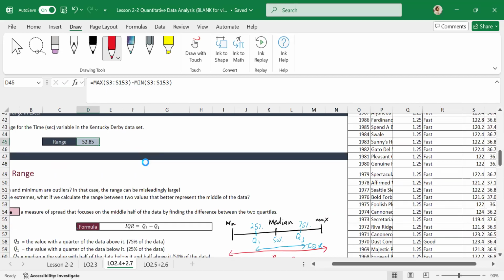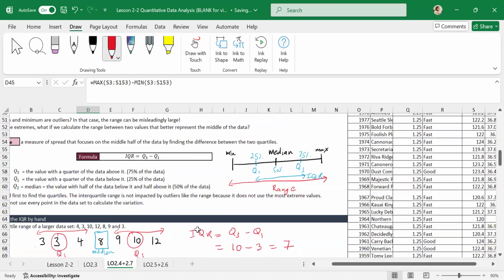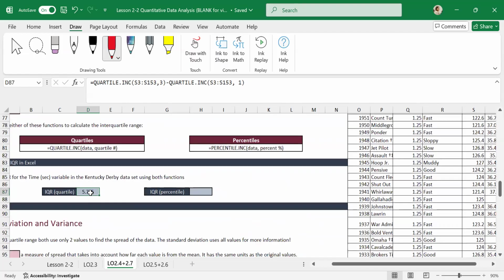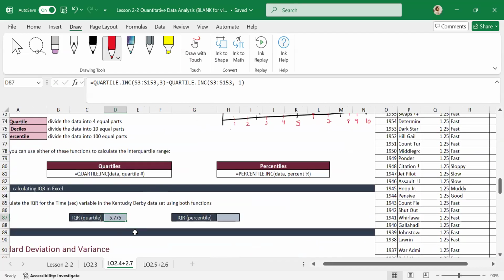Once we get rid of the fastest horse ever and the slowest horse ever and don't use that maximum or the min, this actually tells you a lot more about the race times: most horses seem to finish the race, or like between 25 to 75% of the horses finish the race within about 5.8 seconds of each other.